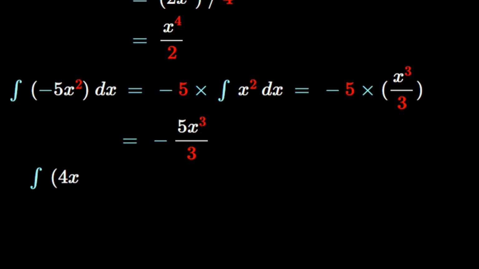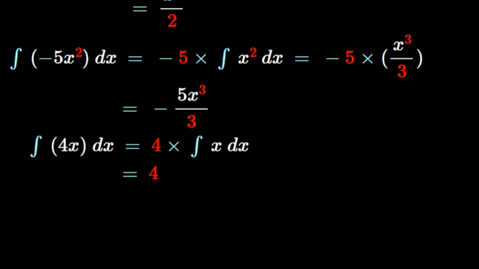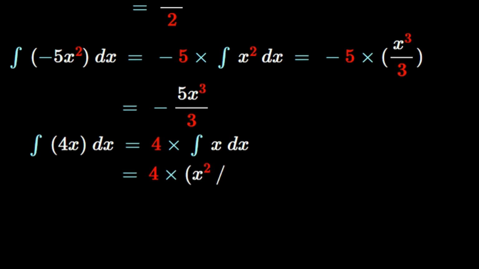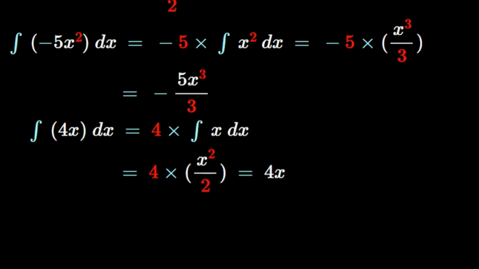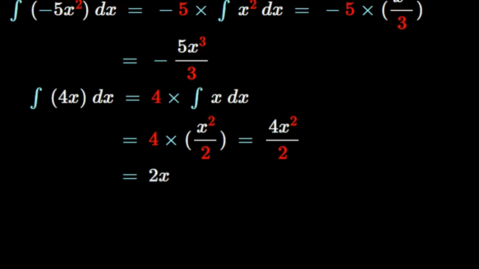The integral of 4x dx equals 4 times the integral of x dx, which equals 4 times x^2 divided by 2, equals 4x^2 divided by 2, equals 2x^2.